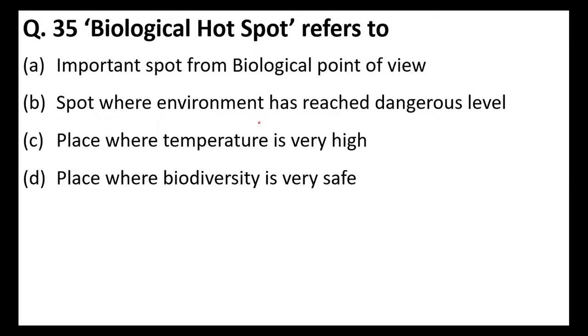Biological hotspot refers to an important hotspot from a biological point of view. A spot where the environment has changed to a dangerous level, a place where temperature is very high, a place where biodiversity is very safe. So this is the spot where the environment has reached dangerous levels, meaning the plants are in danger, the animals, wildlife, flora, fauna are in danger. So that is a biological hotspot.